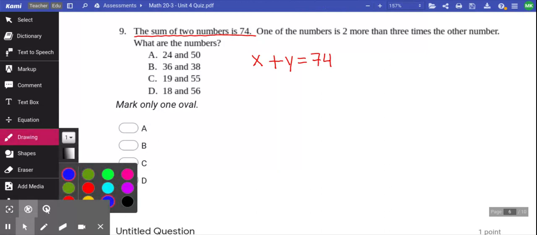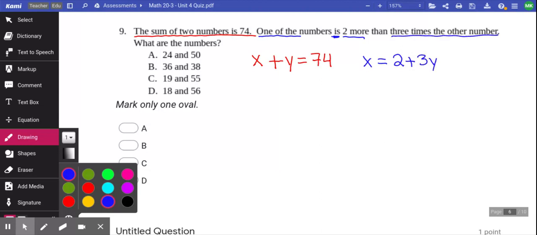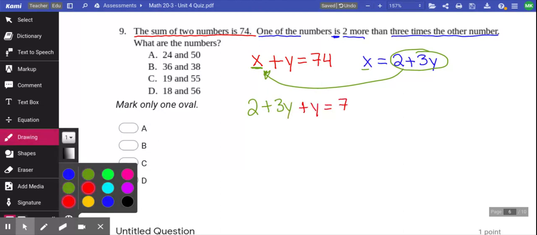The second equation gives us our second solution, or our second sentence creates our second equation. So it says one of the numbers, let's just say x, is means equals, 2 more means 2 plus, 3 times the other number would be 3y. So now we can kind of combine these two equations together. If I know that x equals this, that means I can change this x to be this thing. So now I have 2 plus 3y instead of x. And then plus y equals 74.